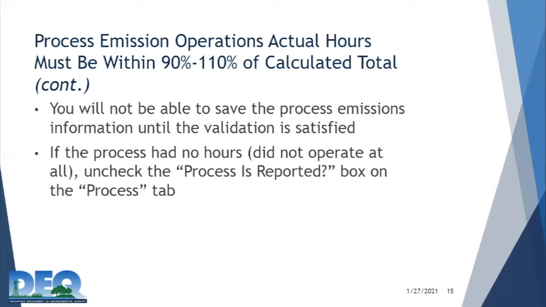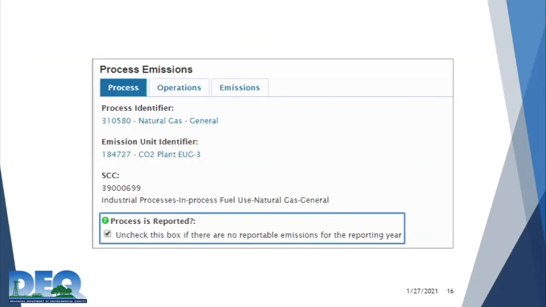If your process had no hours, if it didn't operate at all, or if the emissions were below the reporting threshold, what you can do to signify that is on the first tab on the process emissions page, you can uncheck the process as reported box on that process tab, and that will indicate that you had no hours and no emissions and no throughput. Here's where that box is. You can see there, when you uncheck that box, it will require you to add a note at the bottom of the page to explain why this process is not reported.